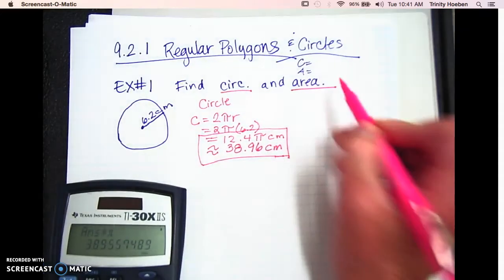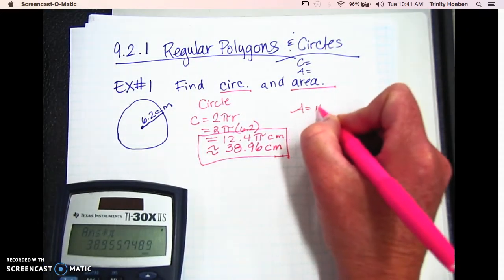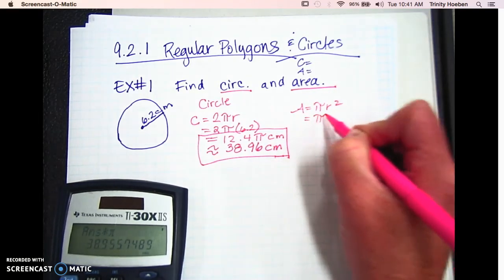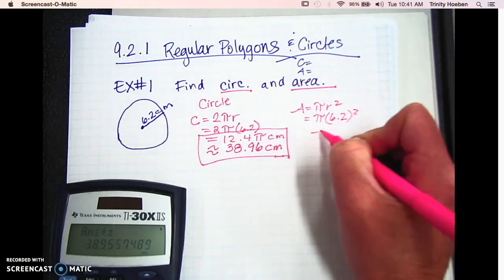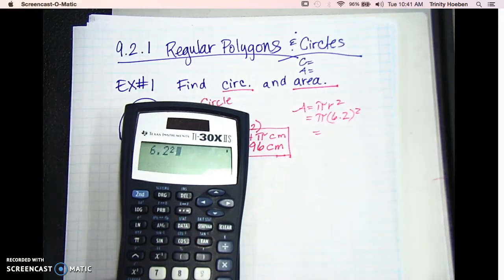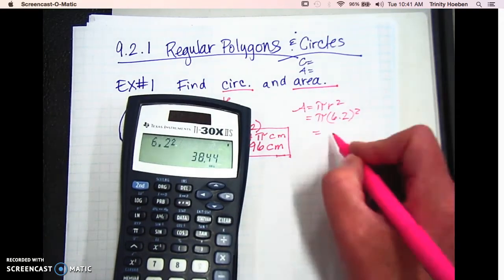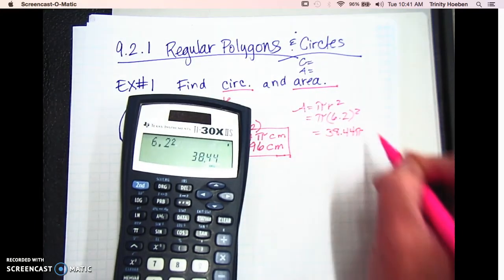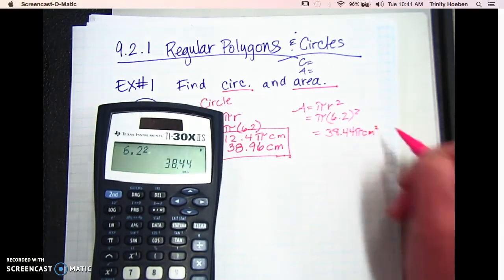Now let's do the area. So for area, we're going to write down the formula, which is pi r squared. Then we're going to substitute in that radius. So we're going to have pi times 6.2 squared. So I'm going to take that 6.2 and square it on my calculator. And I get 38.44. And that is in terms of pi. And since it's area, we're going to say centimeters squared.